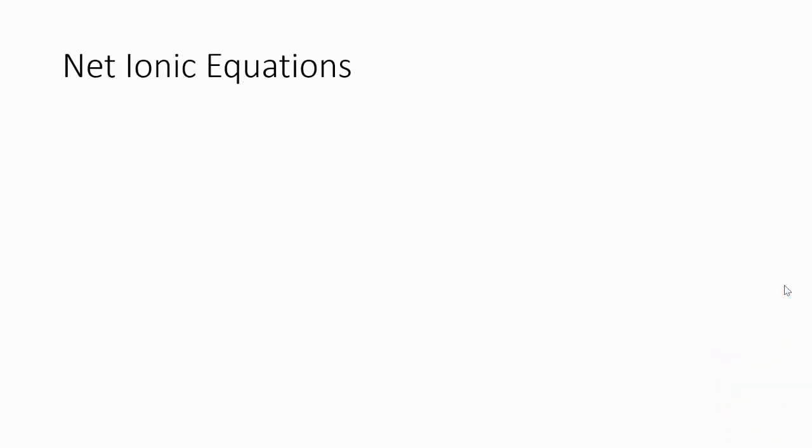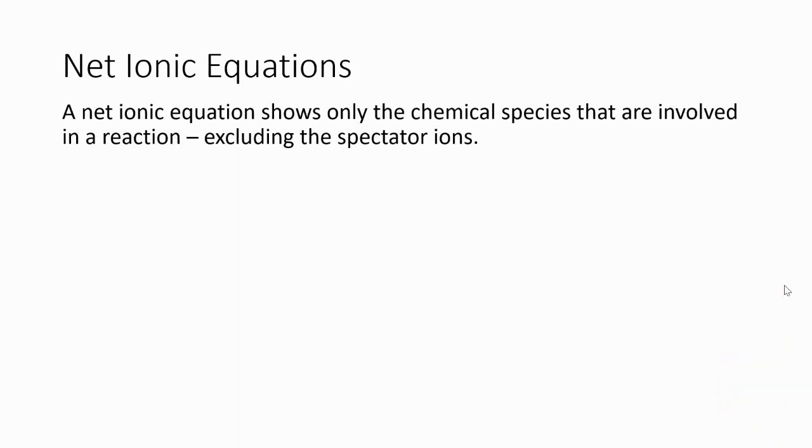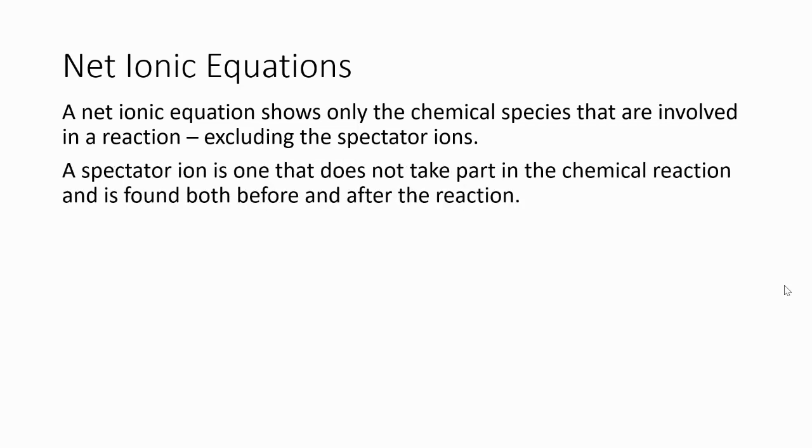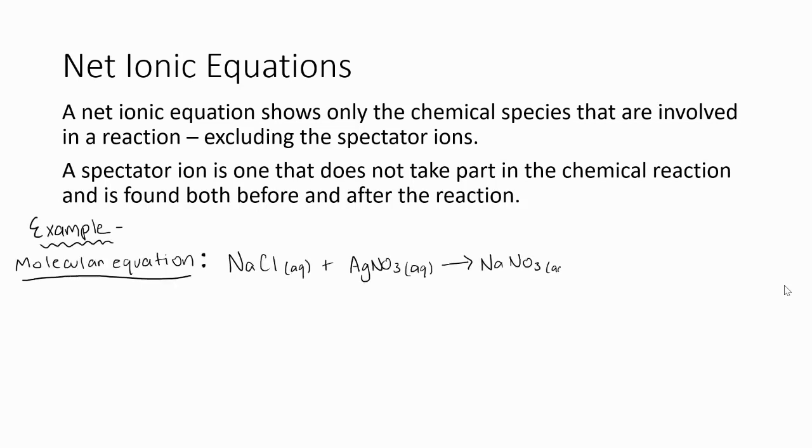Now we can have a look at net ionic equations. A net ionic equation shows only the chemical species that are involved in a reaction, excluding the spectator ions. So what are spectator ions? They are the ions that don't take part in the chemical reaction, and therefore they are found on the left-hand side of the reaction and the right-hand side. So they appear in the reactants and the products exactly the same. Let's have a look at an example.